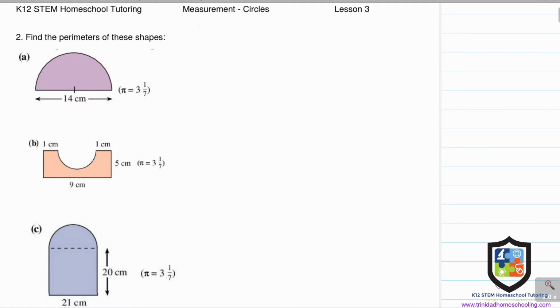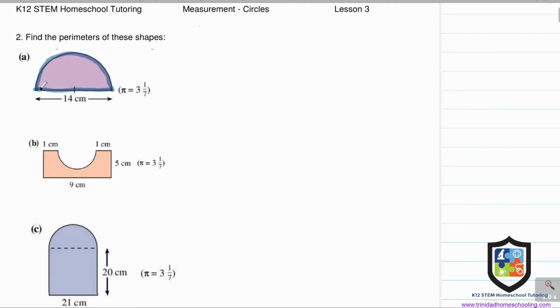Okay, so on page 2 we have some more examples and we need to find the perimeters of these shapes. Now if you notice, these shapes contain some sort of curved part, okay, a part of a circle or maybe a whole circle. Okay, so we need our knowledge of the perimeter of some other shapes plus the circumference of these circles. Now let's look at the first one. The perimeter of this shape is this line at the bottom plus this curved part.